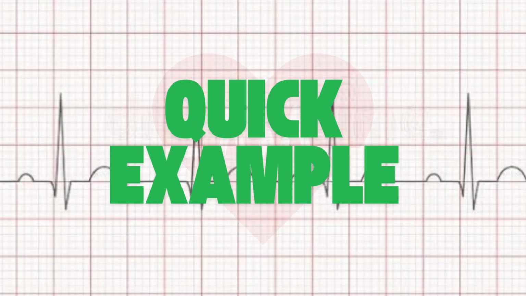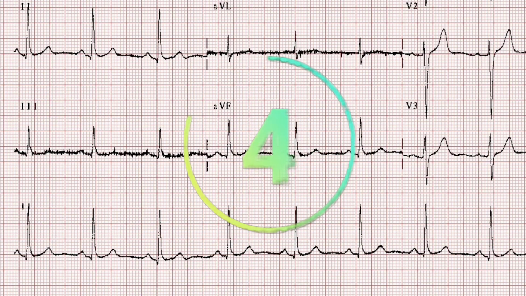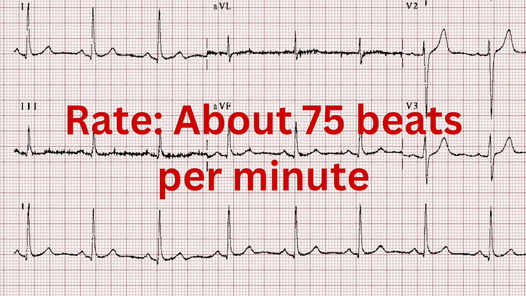Here is a quick example to test your knowledge. What is the heart rate of this ECG? Rate is 75 beats per minute. Don't worry if you didn't get it right.